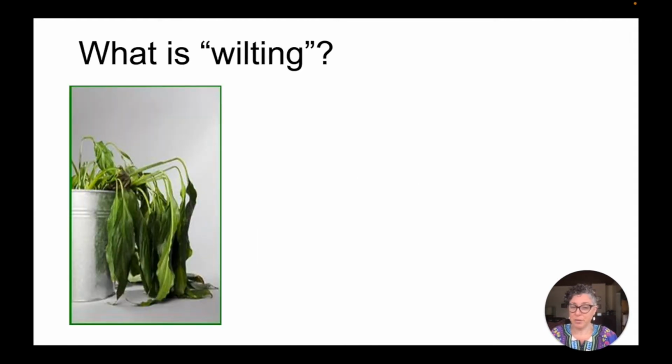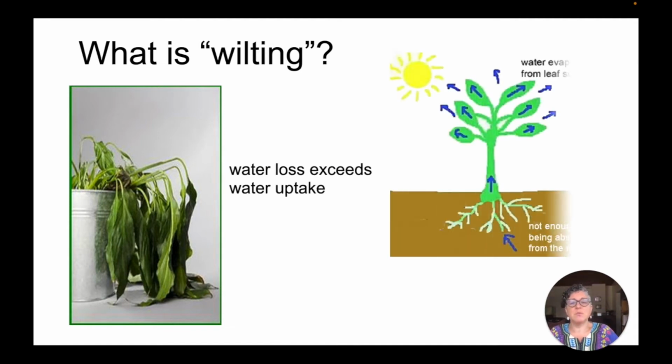So just as a reminder, for those of us who don't know what wilting is, it is when water loss exceeds water uptake. So we know what water loss is. We know what water uptake is. Water loss happens in the stem and the leaves of the plant where water is transpiring, or transpiration pull is happening, and water uptake happens in the roots of the plant. And so we have water evaporating from the leaf surface, but not enough water being absorbed from the soil to replace the water that has evaporated from the leaf surface. And when that happens, then the plant will wilt.